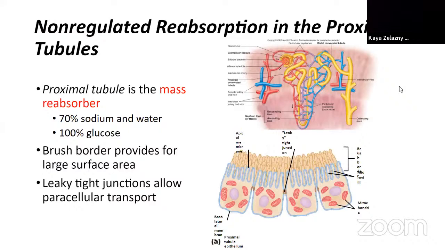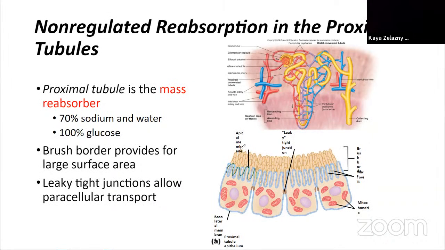Our proximal tubule, the mass reabsorber, reabsorbs 70% of the sodium and water, which we've traced, and then 100% of the glucose should be reabsorbed in the proximal tubule. One of the specializations that allows the proximal tubule to absorb all this stuff is it has a brush border. So we keep drawing it with all these squiggles on the apical membrane because those are our microvilli, creating a brush border. Like if you're looking at a brush, that's what it would look like if you're looking down on a layer of these cells.